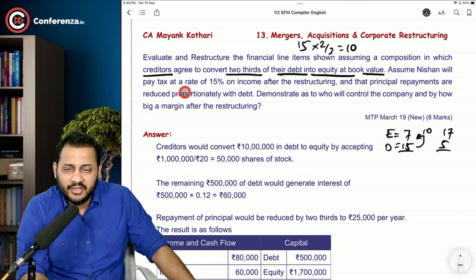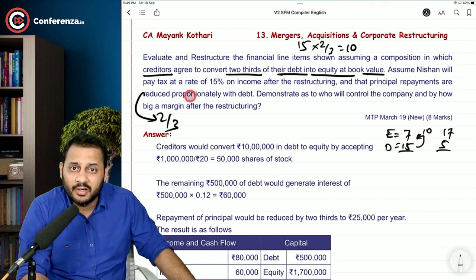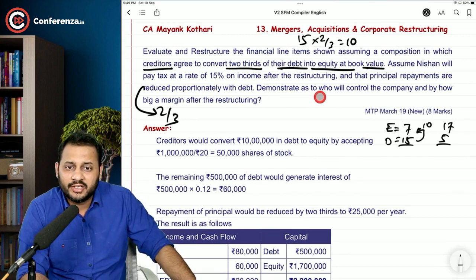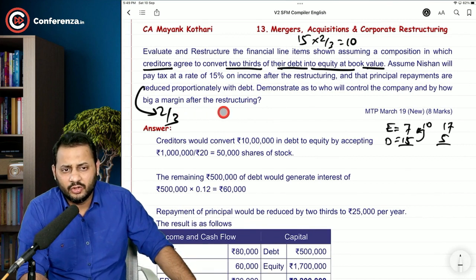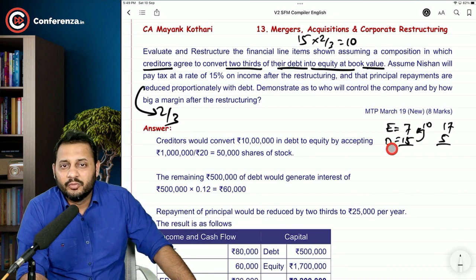Assume Nishan Limited will pay tax at a rate of 15% on the income after restructuring, and that principal repayments are reduced proportionately, by 2/3. The principal repayment will also get reduced. Demonstrate who will control the company and by how big a margin after the restructuring. Obviously, the company will be controlled by the debt holders, because they will be holding 10 lakh worth of equity, while the previous owners were holding only 7 lakh. So the majority of the company will be controlled by creditors.